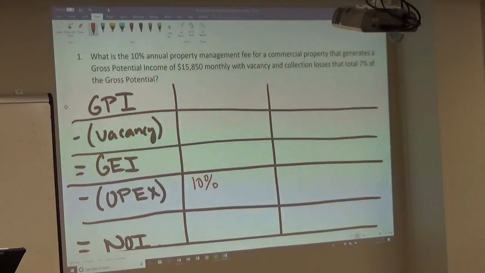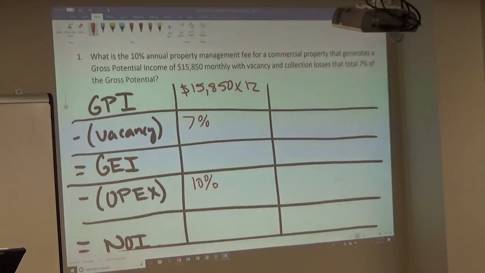So we got a 10% annual property management fee for a commercial property that generates a gross potential income of $15,850 per month. So that's going to be times 12, because everything in this formula must be annualized. Anytime you see the word monthly, you've got to take it out to annual. And they have vacancy and collection losses that total 7% of the gross potential. So I'm just going to put a note there.